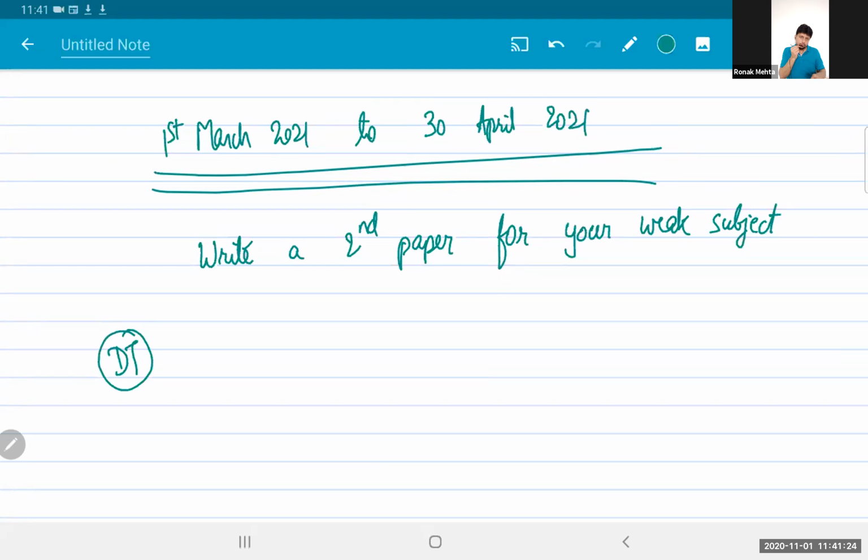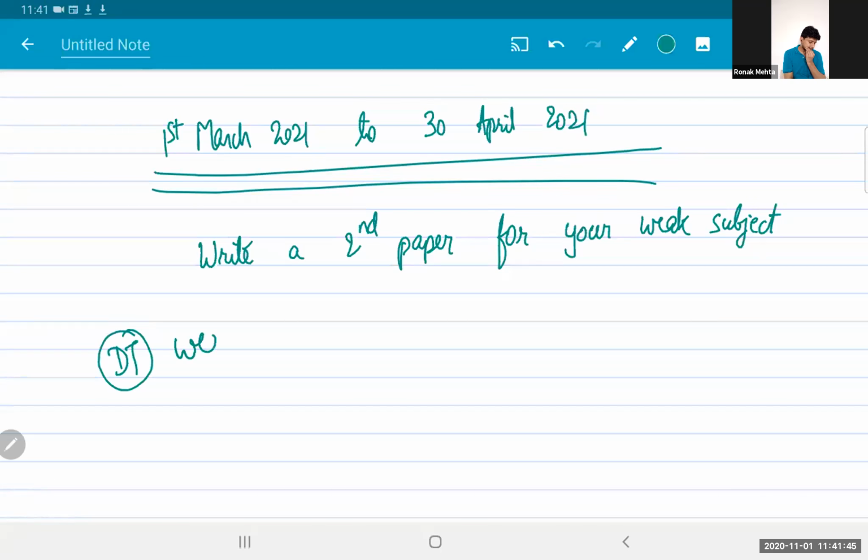That is one way in which you can write a second paper. Don't write a paper for all 8 subjects. It does not make sense. You will eat up your revision time. जरूरी नहीं है. It's not necessary. It's not required. Honestly, where you are weak, where you genuinely need paper writing practice, only write a second paper for that subject. Then how do you manage your time?